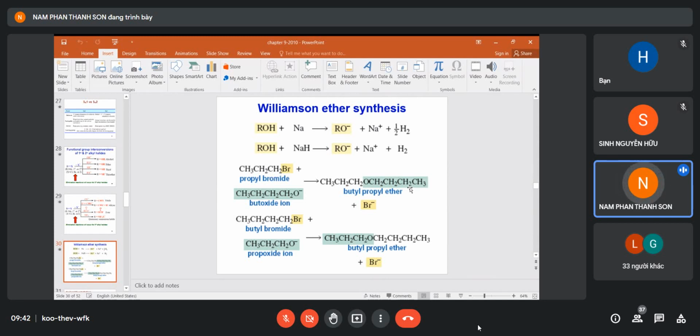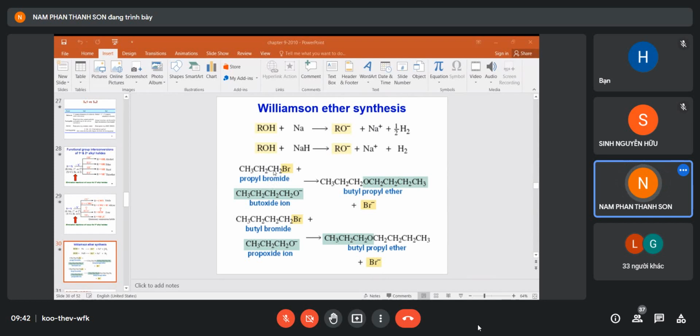Professor Williamson invented this method. First we remove the proton from alcohol by using sodium hydride, a strong base, and then we have the anion. And we carry out the nucleophilic substitution reaction with a second alkyl halide. For example, here we have propyl bromide.